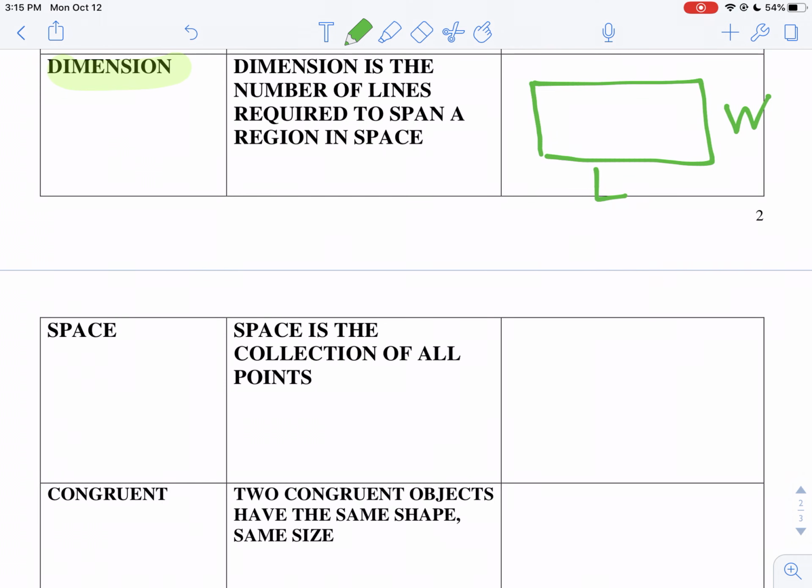Space. Space is, think of space as a room. Okay, it's just a room filled with things. Okay, but the formal definition is space is the collection of all points. Okay, so you know if this is a room, everything here is in the space.